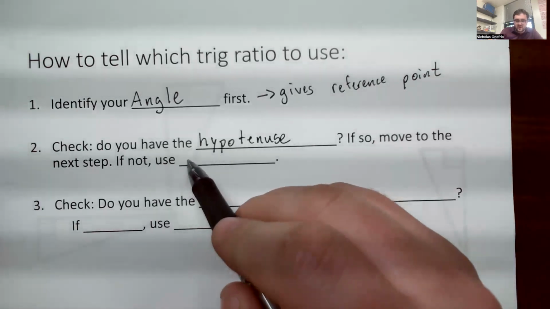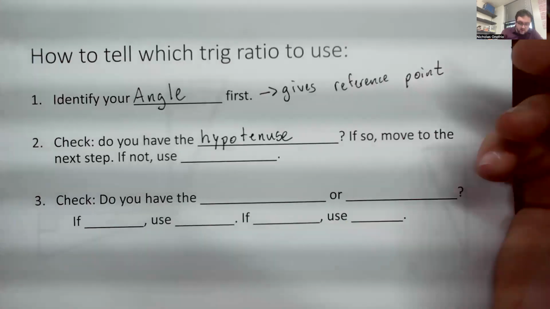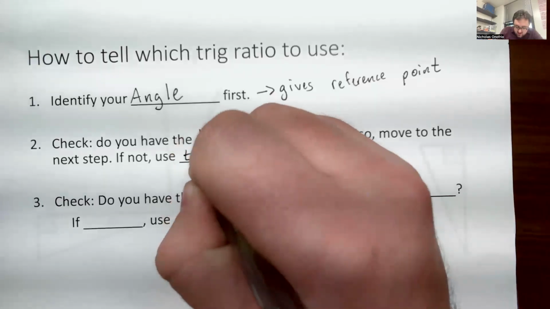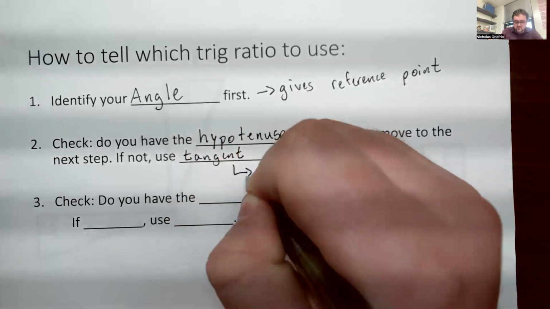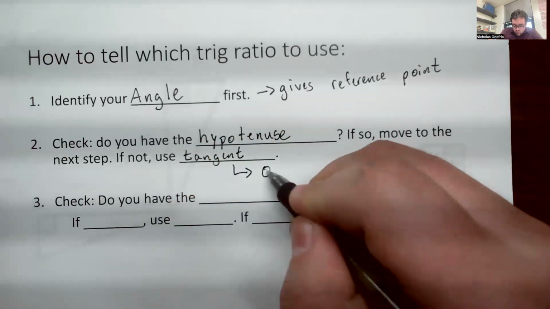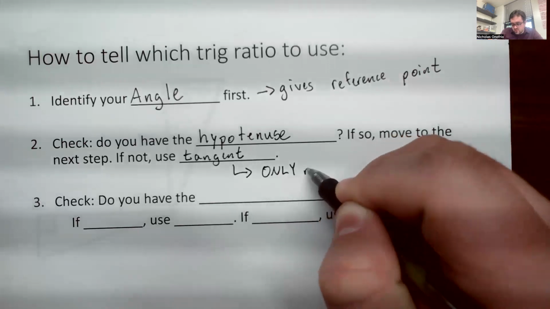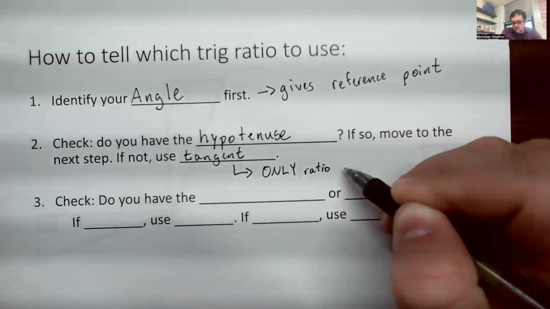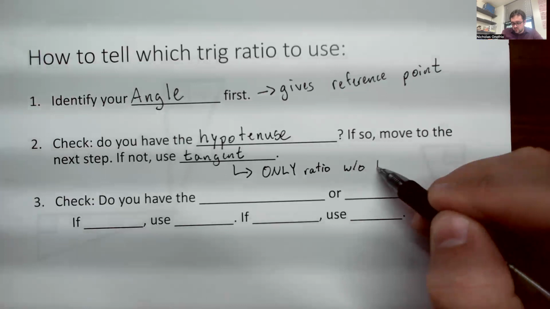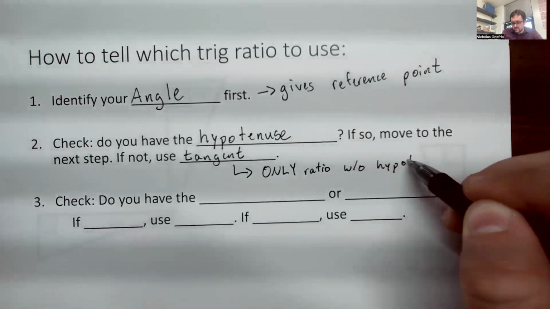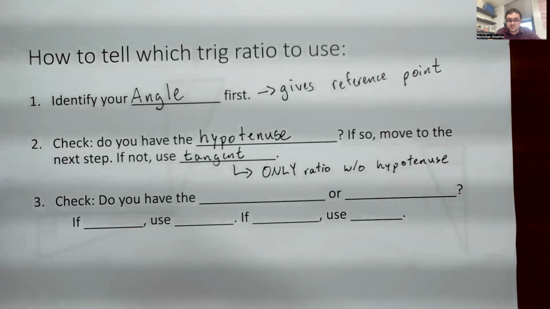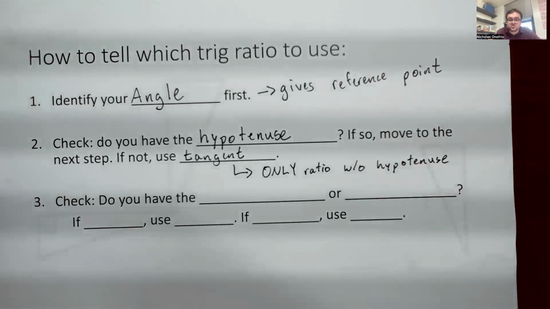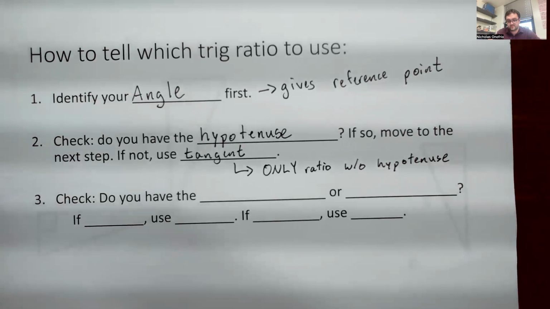If you don't have the hypotenuse, we are guaranteed to be using tangent. Tangent is the only ratio without the hypotenuse. So if you're not given the hypotenuse, you can skip step 3 and just go straight to tangent.